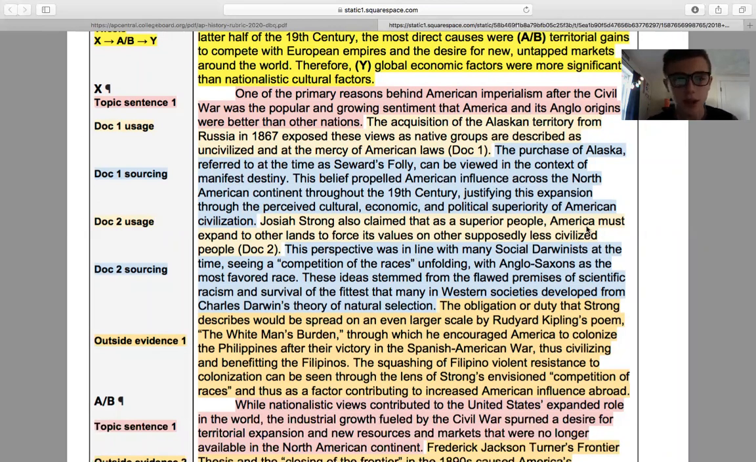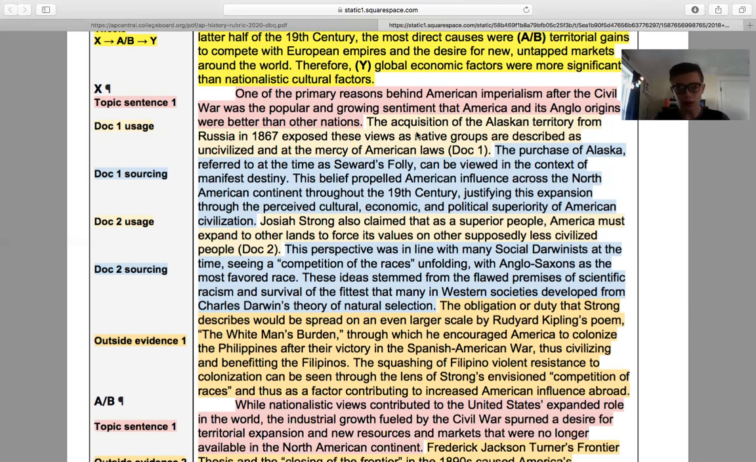So as you can see, they used the two documents in that way, and they summarized it. The acquisition of the Alaskan territory from Russia in 1867 exposed those views, as native groups are described as uncivilized and at the mercy of American laws. That was their Doc 1 usage. And then they gave some sourcing. The purchase of Alaska, referred to at the time as Seward's Folly, can be viewed in the context of manifest destiny. This belief propelled American influence across the North American continent throughout the 19th century, justifying the expansion through the perceived cultural, economic, and political superiority of the American civilization.